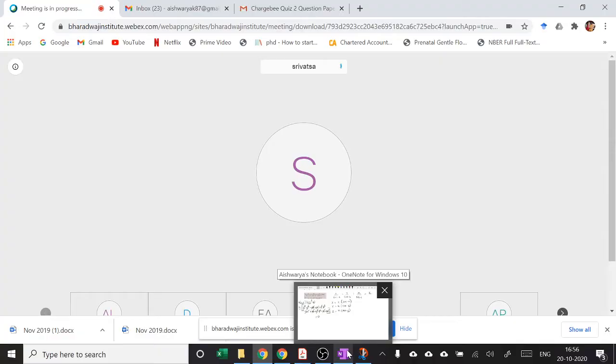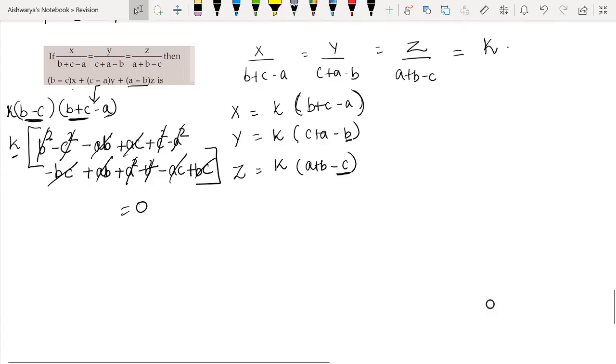In this, yeah. So k into, I was just telling you a shortcut for multiplication. Otherwise, imagine it will take a lot of time multiplying. This is the first term. The b minus c we have put here. X is nothing but b plus c minus a, correct? So there is a k also. That k I have kept it outside.